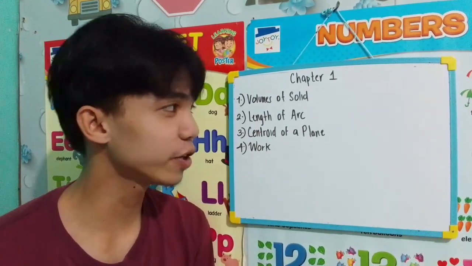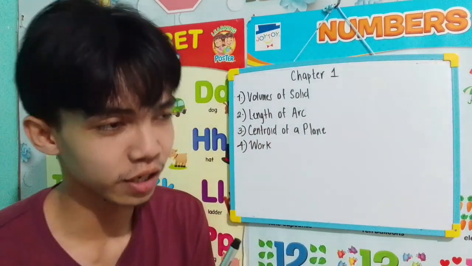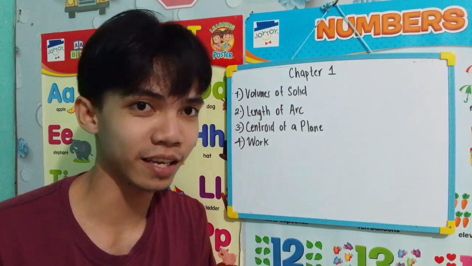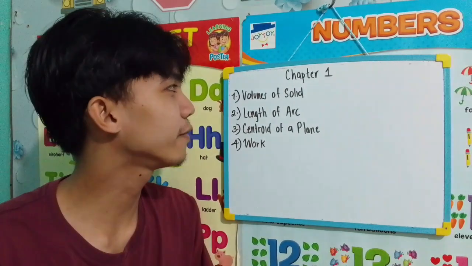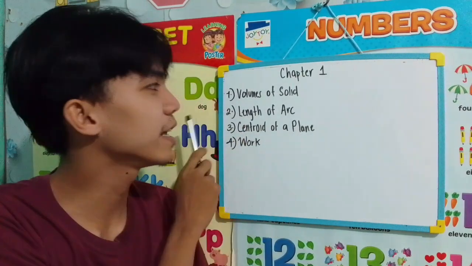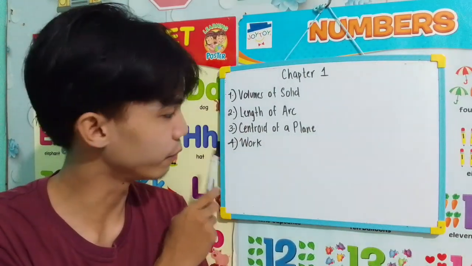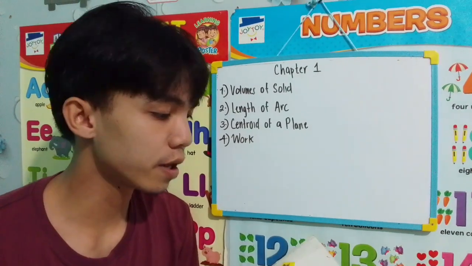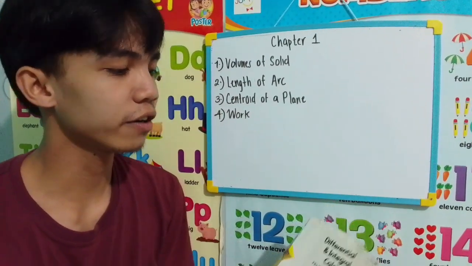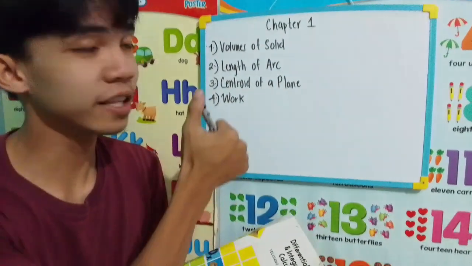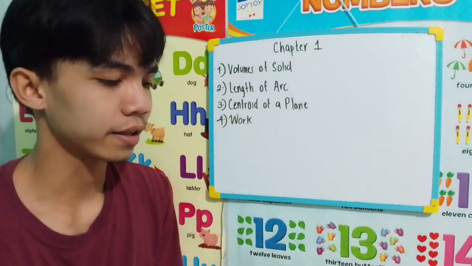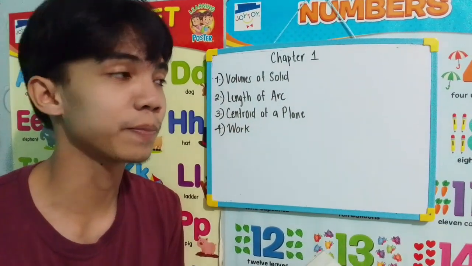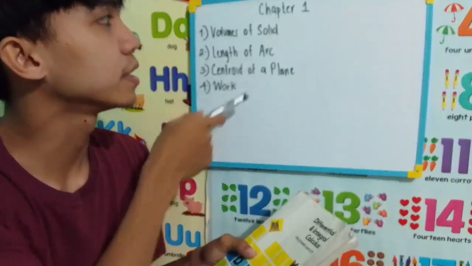Hello guys, in this video we're going to talk about chapter 1, which is all about geometric applications of definite integrals. Chapter 1 covers volumes of solids, length of arc, centroid of a plane, and work. Now we're going to go through the problems in the book of Feliciano related to these topics. I'm going to select problems and solve them respectively.